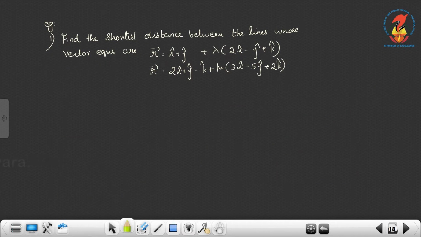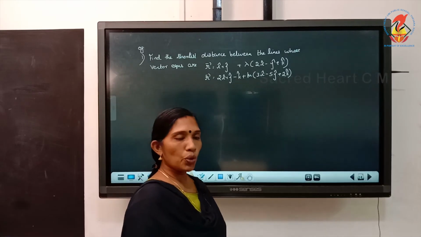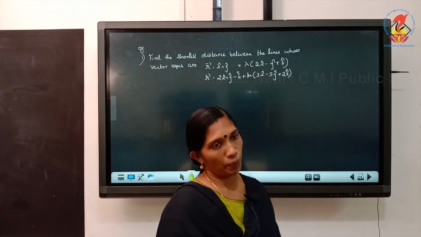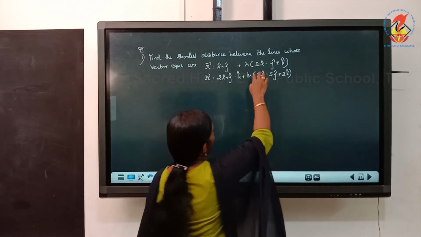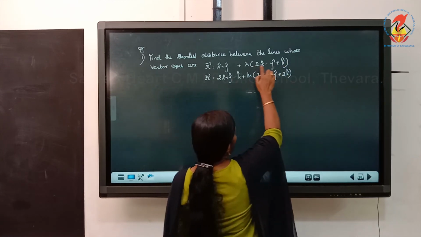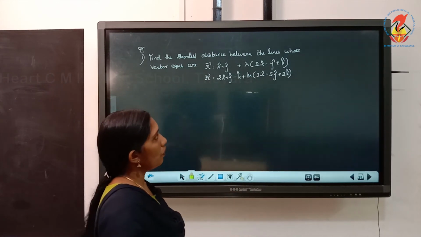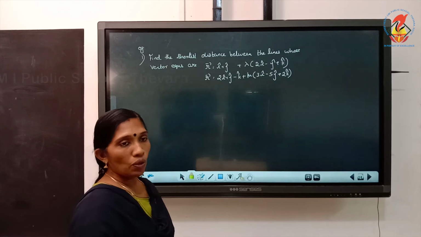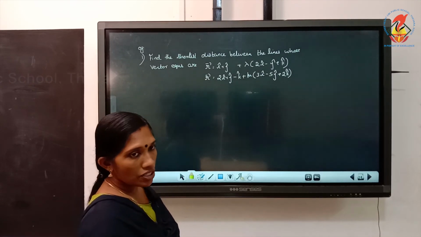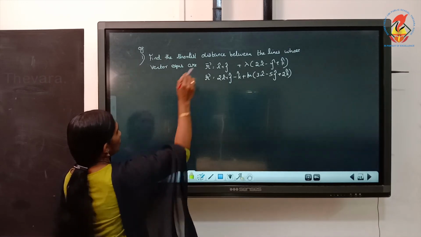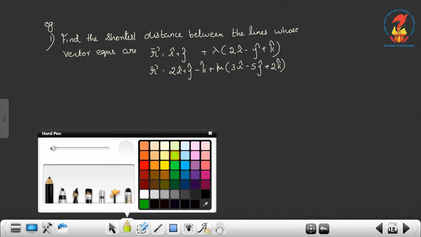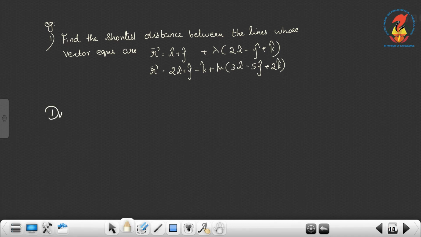Now the problems. Find the shortest distance between the lines whose vector equations are given. Two equations are given. The question is to find the distance between them. How to identify whether the given lines are skew or parallel? You have to check the second bracket. They are not proportional. 2 by 3 is not equal to 1 by 5, not equal to 1 by 2. So the lines are not parallel, they are skew. Now the distance between them.